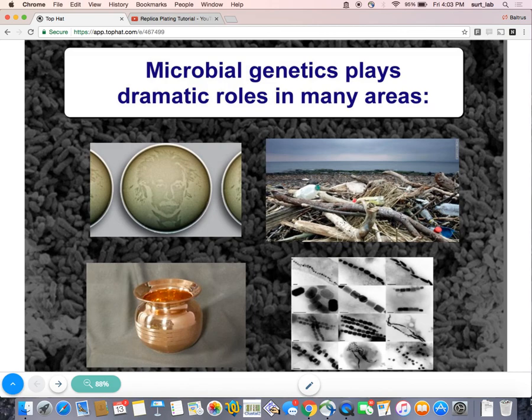A lot of our bioengineering, a lot of our production of different food additives, products, medicines, and drugs, microbes have a huge hand in that, and we're designing new ways every day to manipulate microbes for that purpose or for other closely related purposes.